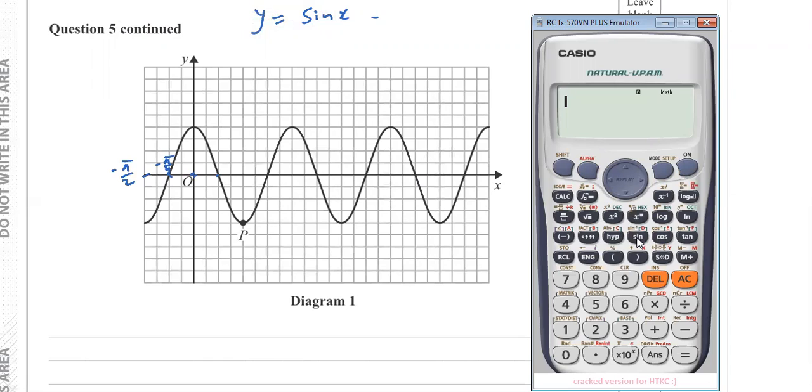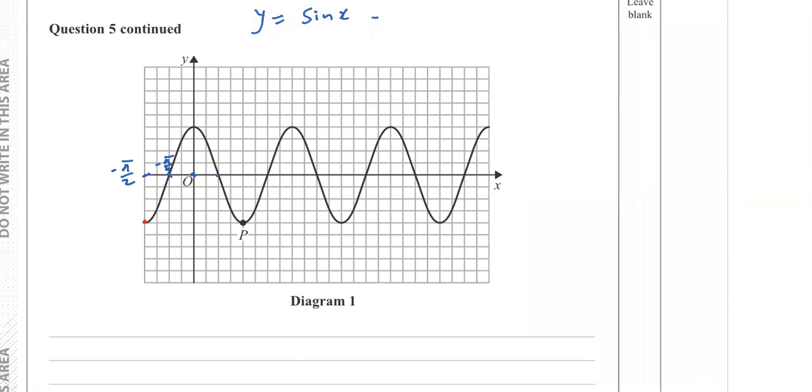If I will take for sin negative pi by 2, sin negative pi by 2 will give me -1. So it means for this one, if I will take the graph, will start from here. This will be the first point of the graph.